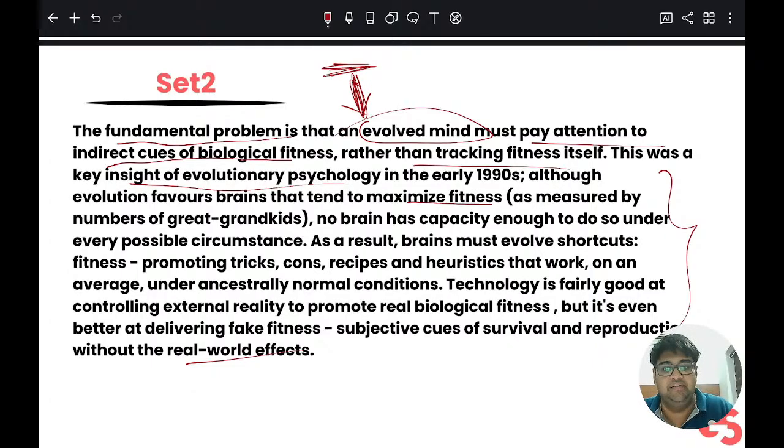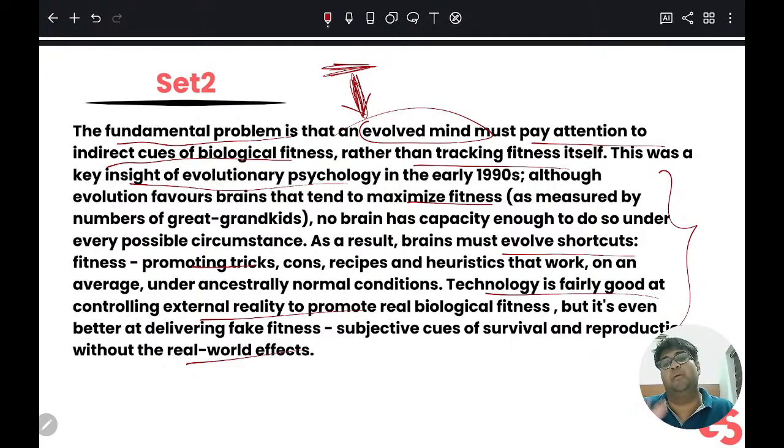No brain has the capacity. So we take shortcuts. Everybody who doesn't want the long way will do a crash diet, will do shortcuts. What are the shortcuts? Fitness-promoting tricks: do this for 10 days, you will get a six pack. Cons: this powder, the best powder for weight loss. Recipes: eat keto, eat high protein, eat low protein, eat high carb. Heuristics that work on average under ancestrally normal conditions. Technology is fairly good at controlling external reality to promote real biological fitness. Technology is good at what?